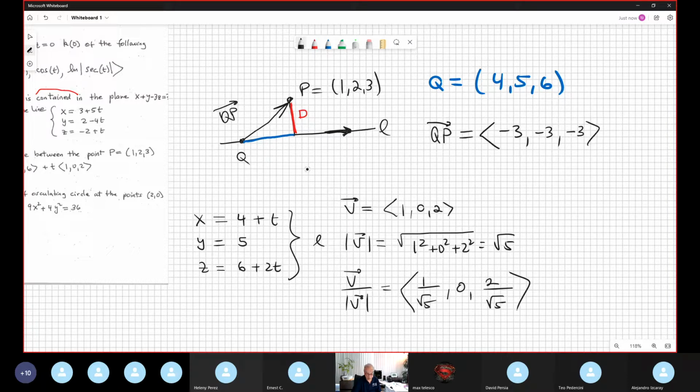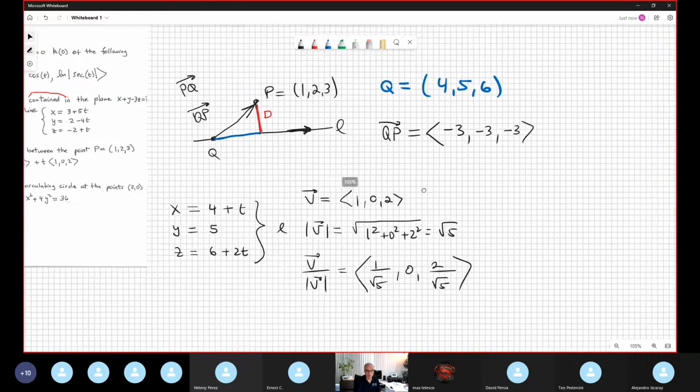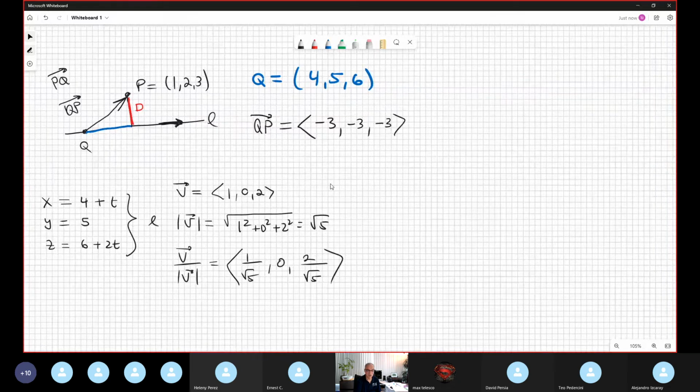3, negative 3. Okay. If you take the opposite direction, it doesn't change your answer. Suppose you are doing the PQ vector instead of the QP vector, so in the opposite direction it is 3, 3, 3 positive. But it doesn't matter. It's not important. Don't get frustrated about the direction, because actually the thing we are trying to find is distance.